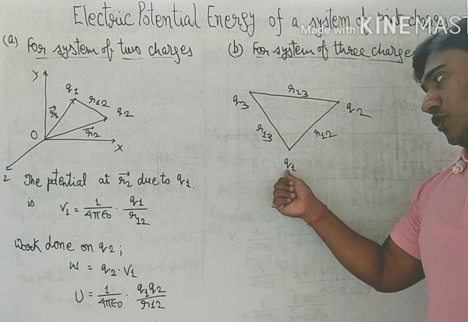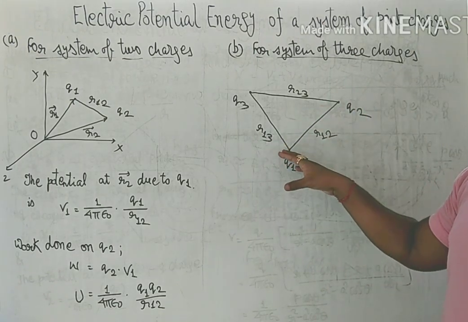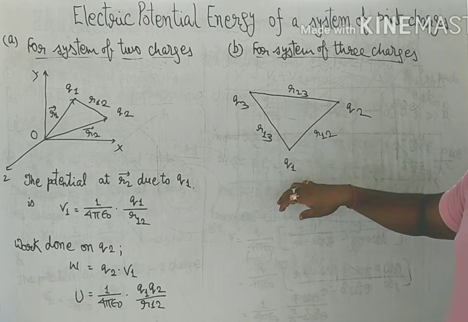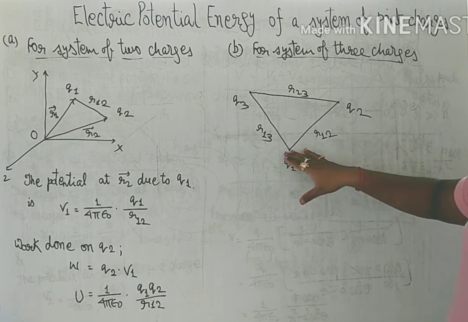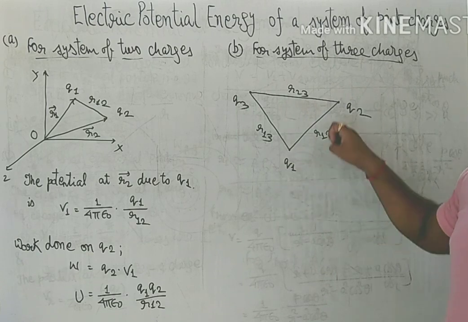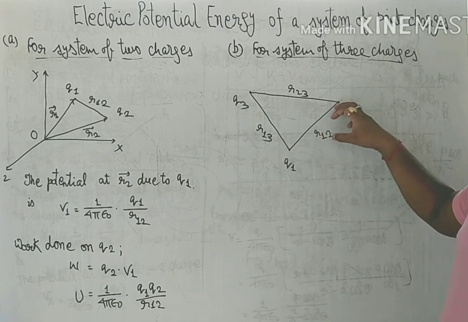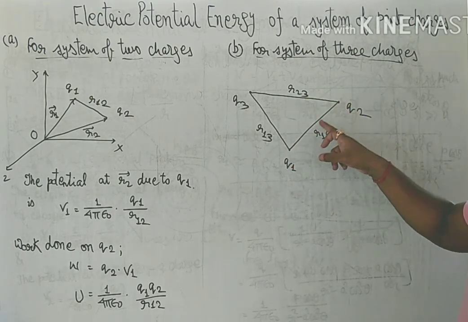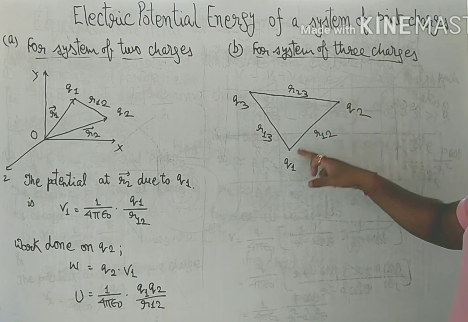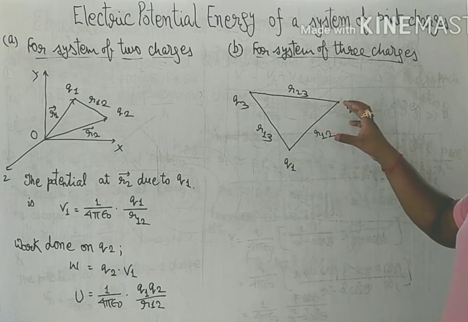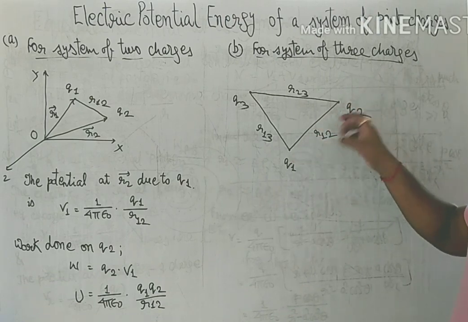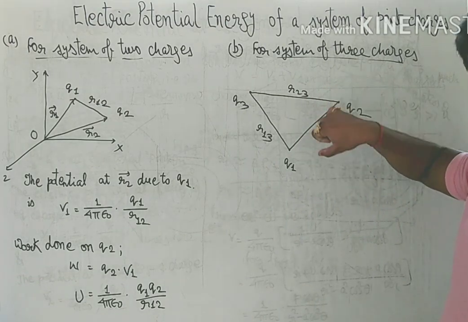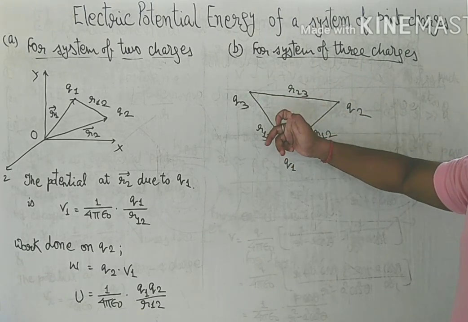See, Q1 is brought from infinity in empty space. So there won't be any kind of potential, any kind of electrostatic field previously existing, so there won't be any work done. Now, this Q1 will create its own electrostatic field. So in that field, Q2 will be brought, and we will write the electrostatic potential at Q2 due to this Q1, and later on the work done will be calculated. Now there are two electrostatic fields, Q1 and Q2 will have their own electrostatic field, and in that mutual field Q3 is being brought. So another work done will be seen.